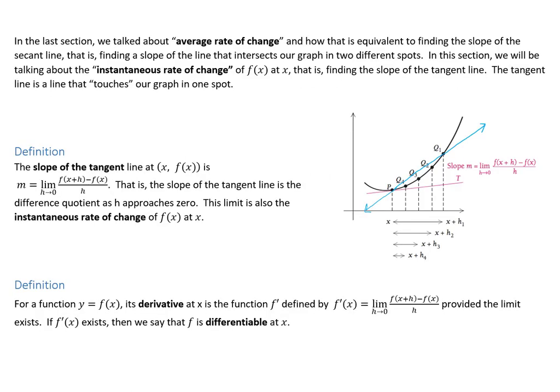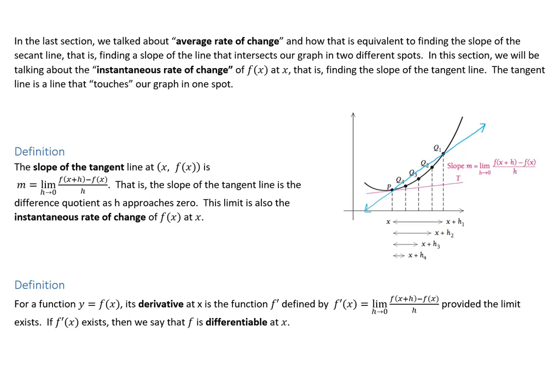In the last section, we talked about the average rate of change. The average rate of change is equivalent to finding the slope of the secant line. This is the secant line that I drew here in blue. It's a line that goes through 2 points. The x value of these 2 points is x and x plus h. And so we find the slope by using the difference quotient. And when we did that, we found the average rate of change.